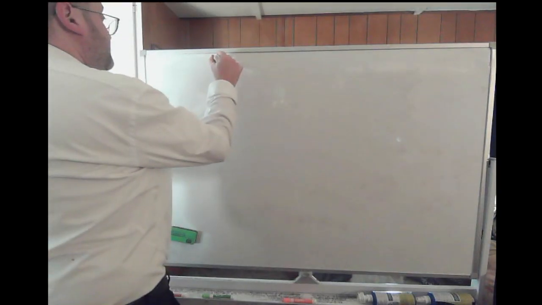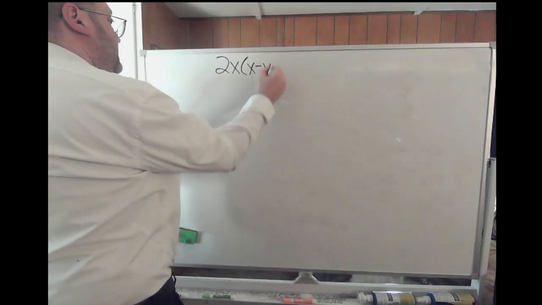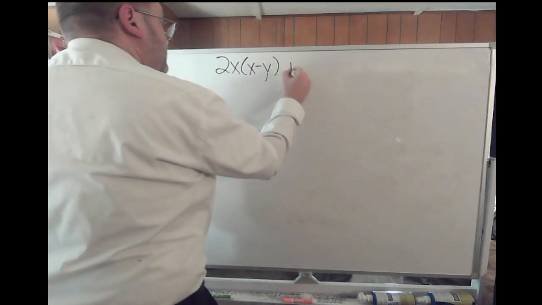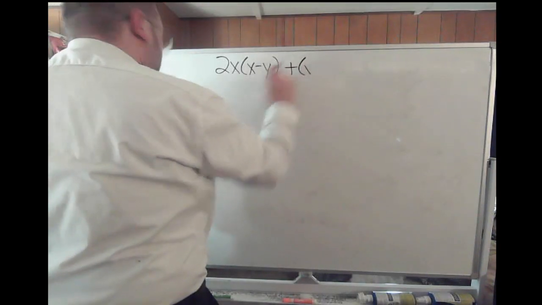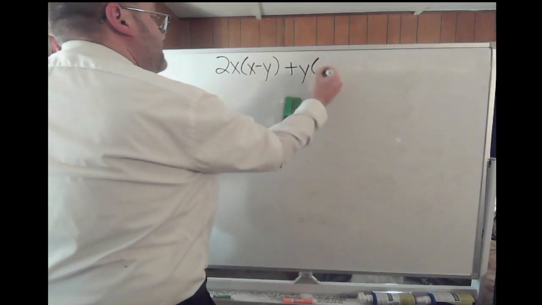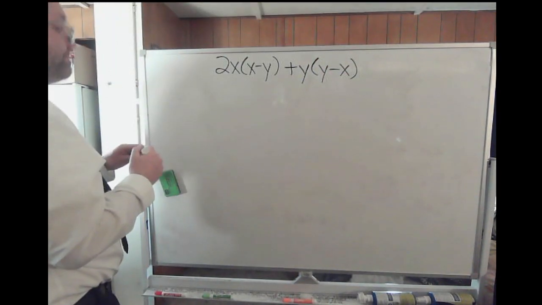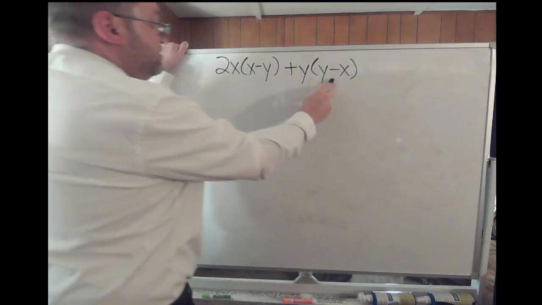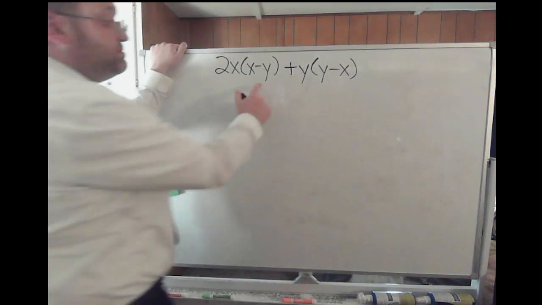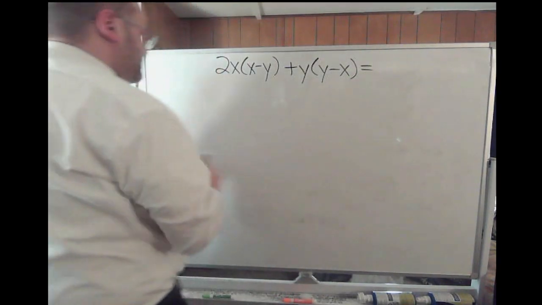Alright, let's see. We have 2x times the quantity of x minus y plus y, whoops, I didn't write that right, plus y times y minus x. Alright, so we got factors here that look identical on each term. X minus y almost looks like y minus x, but they're opposites of each other. So this is going to be another one where we pull the negative 1 trick.